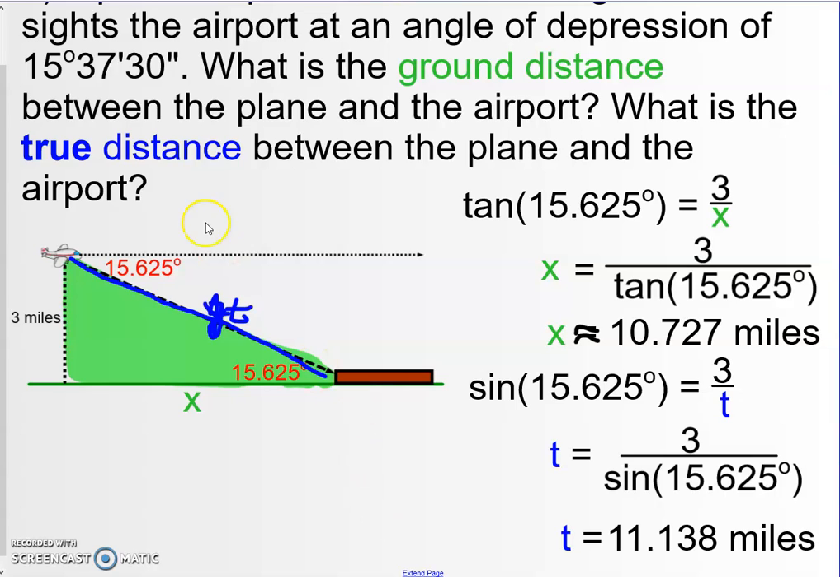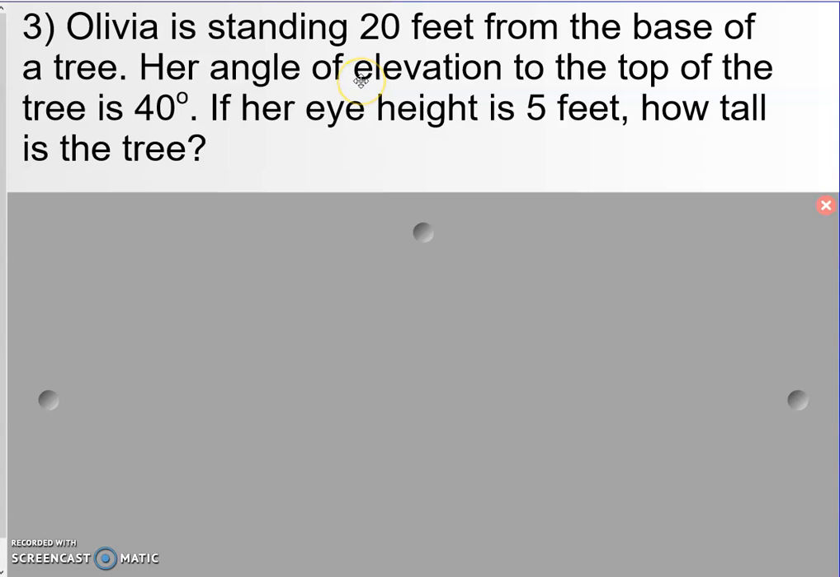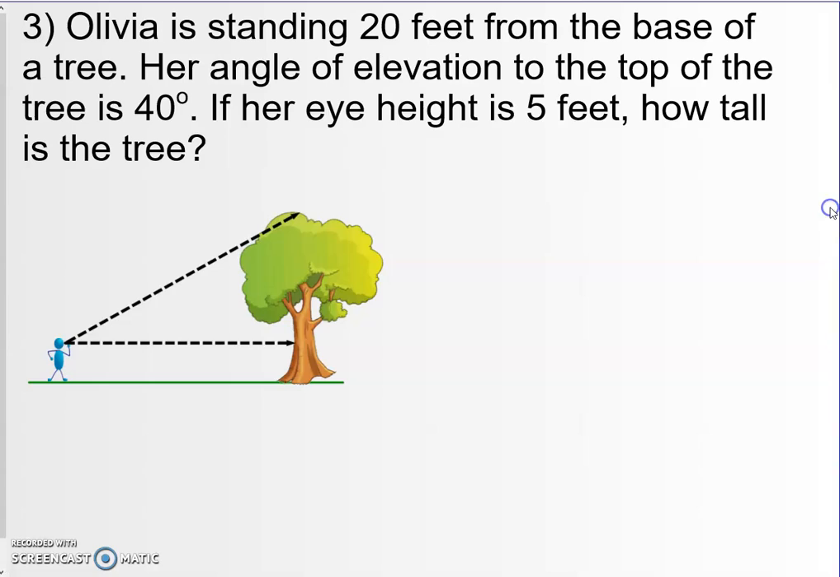Okay? All right. So you have another problem to try on your own, and that's this one. Pause and give it a go. Welcome back. Here's my picture. I know that the angle of elevation is 40 degrees, and I know that right here we have this height x. Now remember that Olivia's eyes aren't on the ground. She's 5 feet above. We'll worry about that 5 feet later.